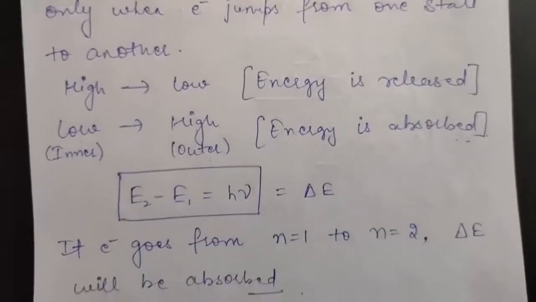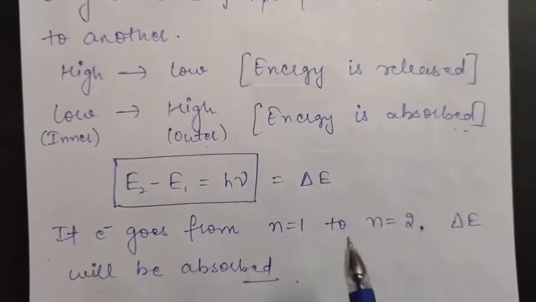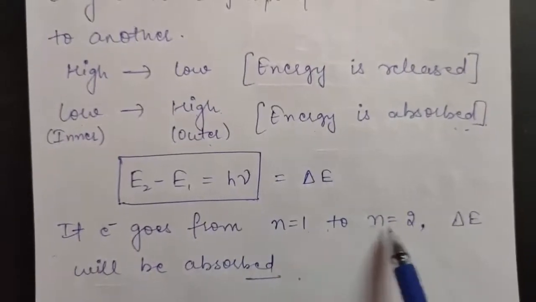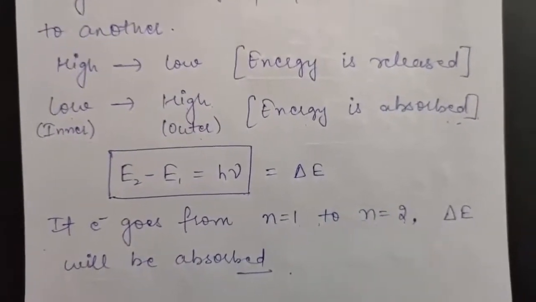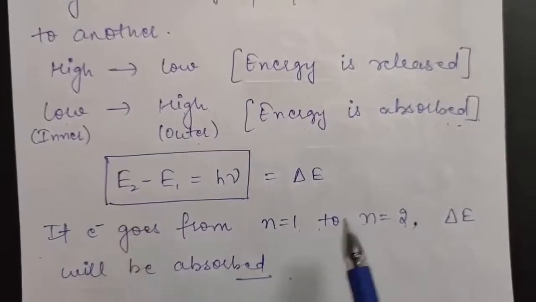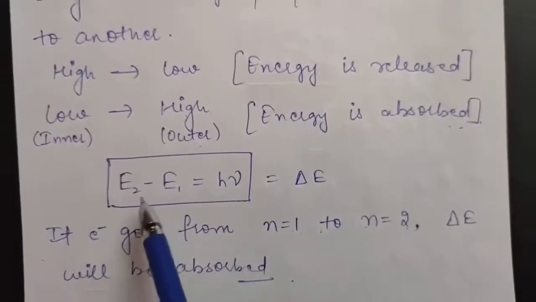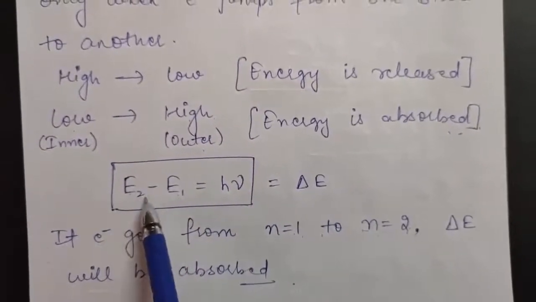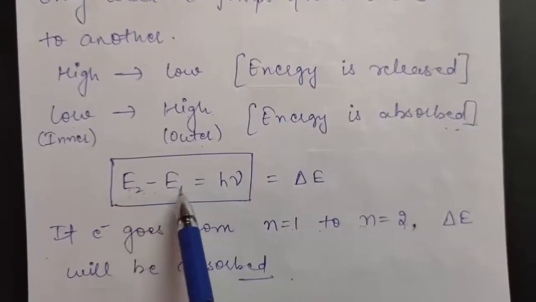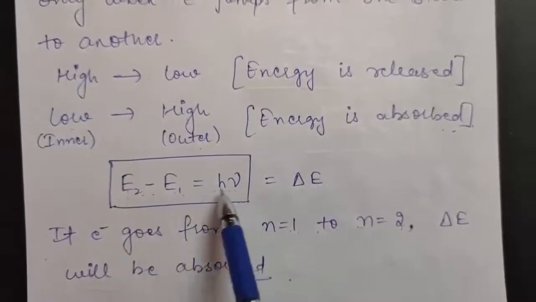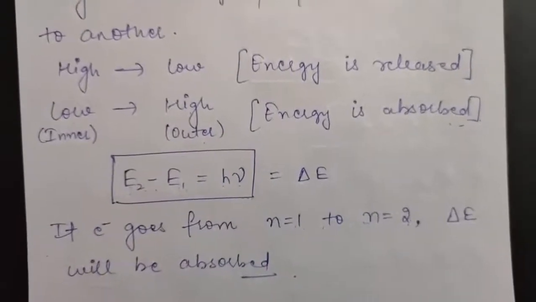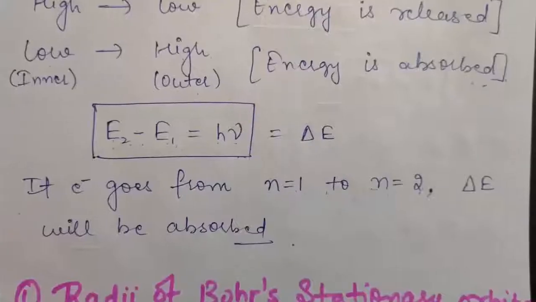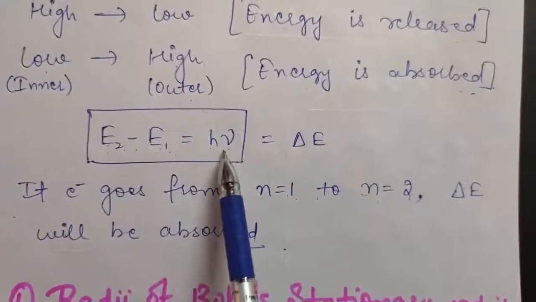Okay, now suppose that the electron is going from n equal to 1 to n equal to 2. That means it is going from an inner state to an outer state, so some energy should be absorbed. Suppose when n equals 1, the electron has an energy of E1, and at n equal to 2, the electron has an energy of E2. So E2 minus E1 will be nothing but h nu, which is the energy of the emitted or absorbed radiation.